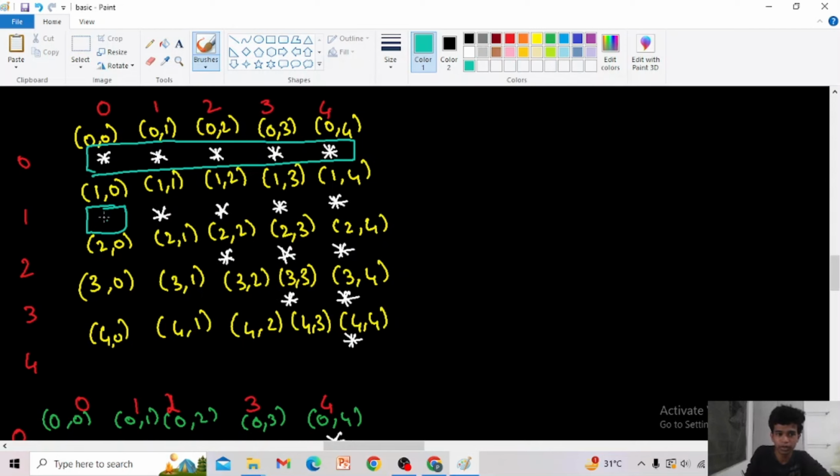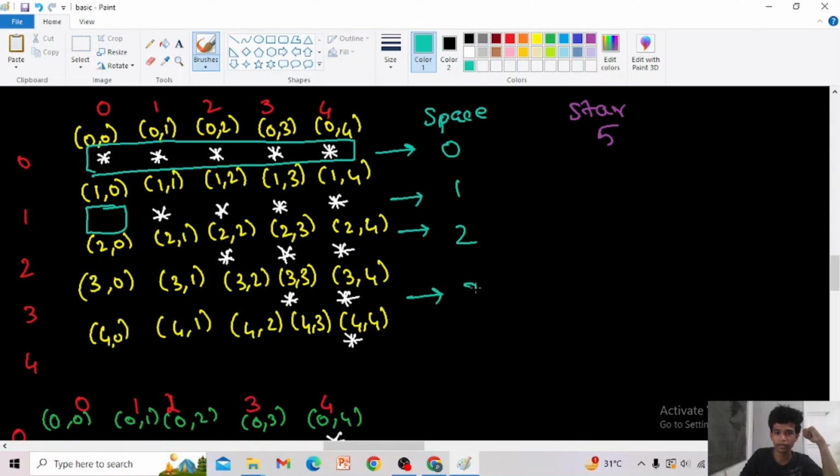Okay. So see here, first of all, for this row, how many spaces are here? 0 spaces. Let me write spaces in this color. And how many stars? It is 5. Okay. Let us finish the spaces. Here 1 space, and then here 2 spaces, and then here 3 spaces, and then here 4 spaces. See here 2 spaces, here 3 spaces, and here 4 spaces.